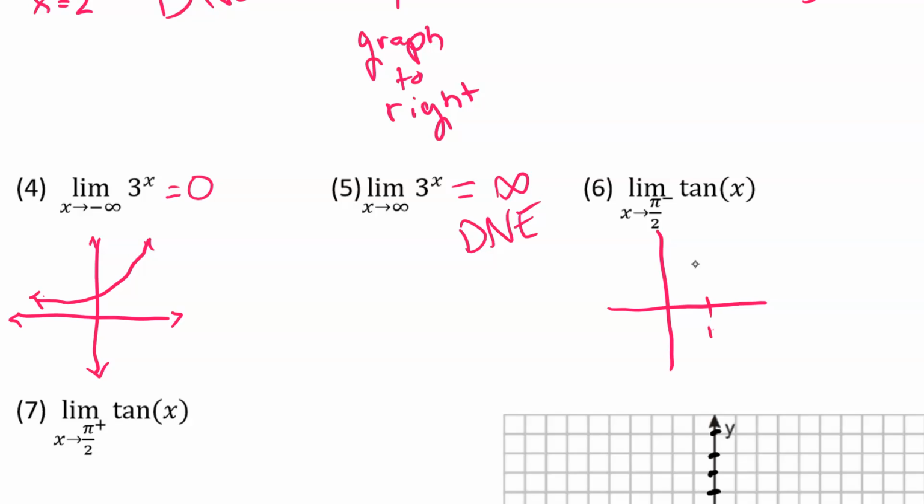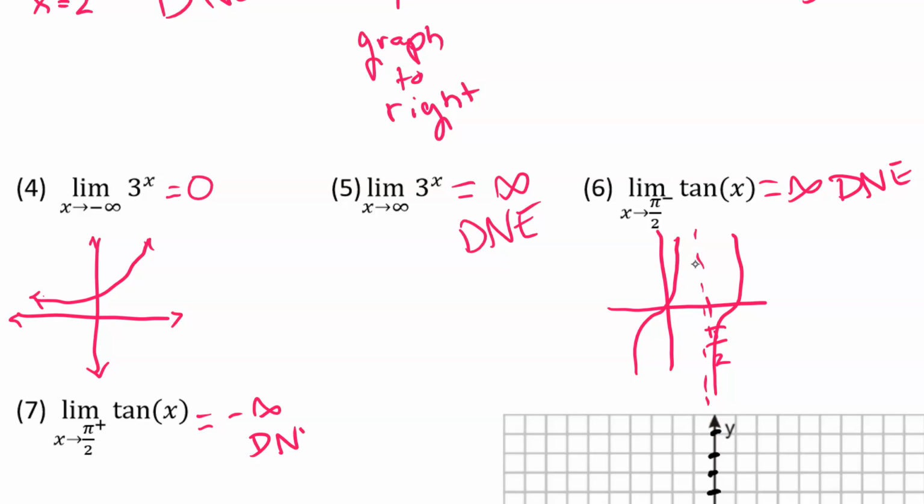Tangent x, we should remember, is undefined at pi over 2. So we have a vertical asymptote there. And our function looks like this. As we come in from the left, we'll be on this one, going up. So that's going to be positive infinity, or does not exist. And as we come in from the right, we're on that other one, going down. So that's negative infinity, or it does not exist. So from the left, we are going up forever, positive infinity. From the right, we're going down forever, negative infinity.